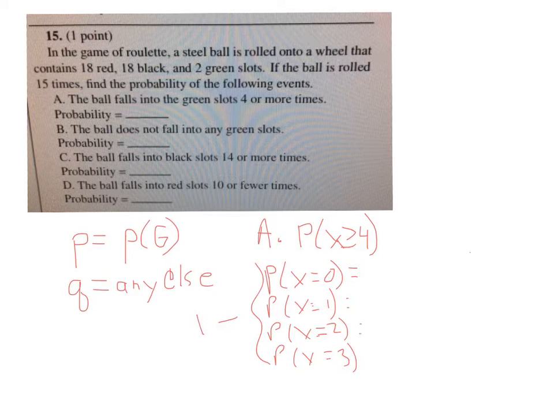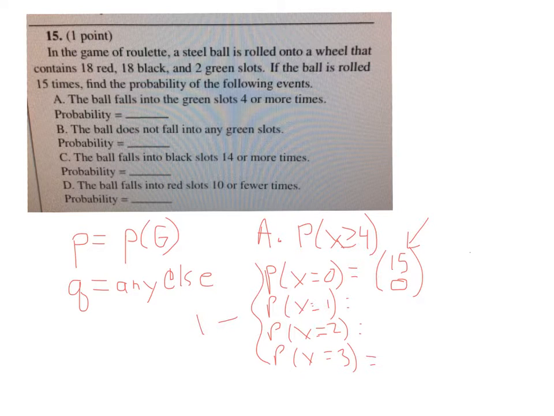So I'll start you off here and show you how to do this, and then I think you can probably apply this to the rest of the questions A or B through D. So the probability that you get 0 in the green slot would be, out of 15 spins or rolls or whatever, we want to get 0 in the green slots.